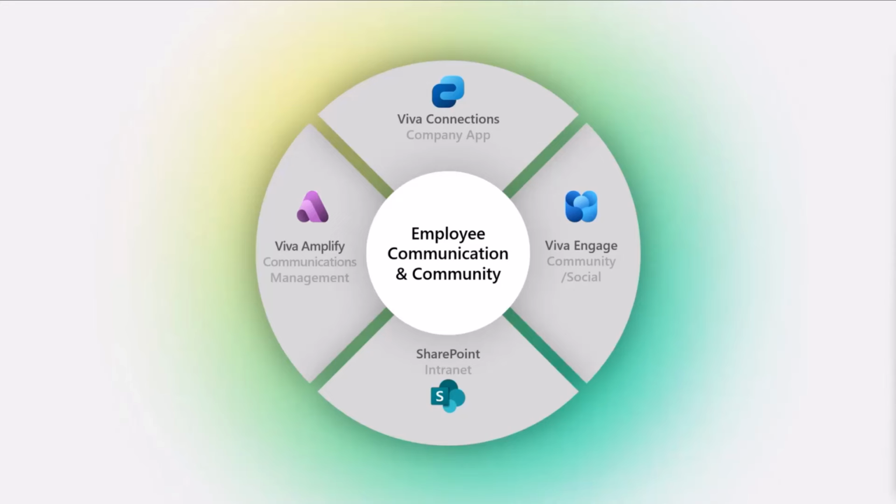So that's for the corporate communications, centrally managing those. We have the Viva Engage application, which is for community and social. And then we have SharePoint, which is the intranet. I'll come back on how we position this in a second. But this is the employee communication and community section, which has its own licensing and controls and all of that stuff also available within Microsoft 365.